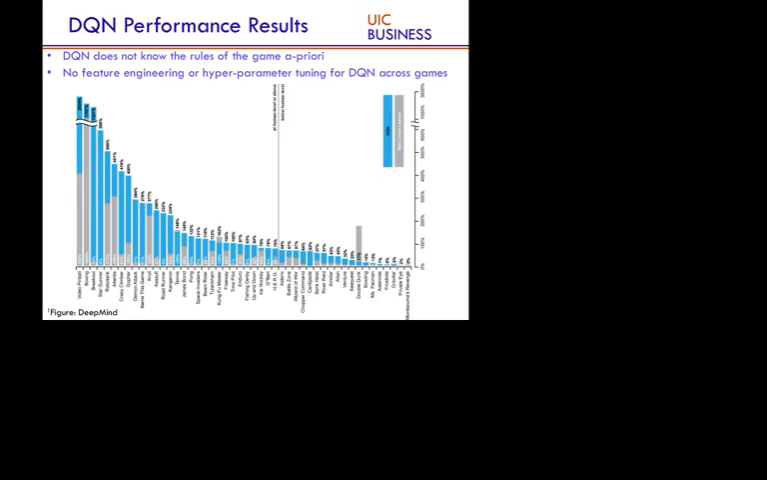They take the screen inputs at the same rate as what humans can see, otherwise there is some timing issue. There's also no feature engineering or hyperparameter tuning for the network. The same network architecture is used for all the games. This plot shows on the x-axis all the games that they played, and the y-axis shows percentage improvement.